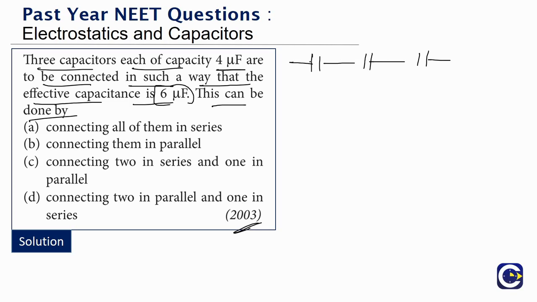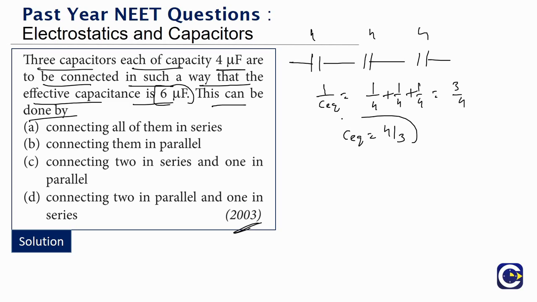We can think about arranging them all in series. If we keep all of them in series, 1 by C equivalent is equal to what? 1 by 4 plus 1 by 4 plus 1 by 4, that is 3 by 4, so C equivalent is coming as the reciprocal, 4 by 3. But here the effective capacitance they are saying is 6 microfarad, so connecting all of them in series is not going to give us that.